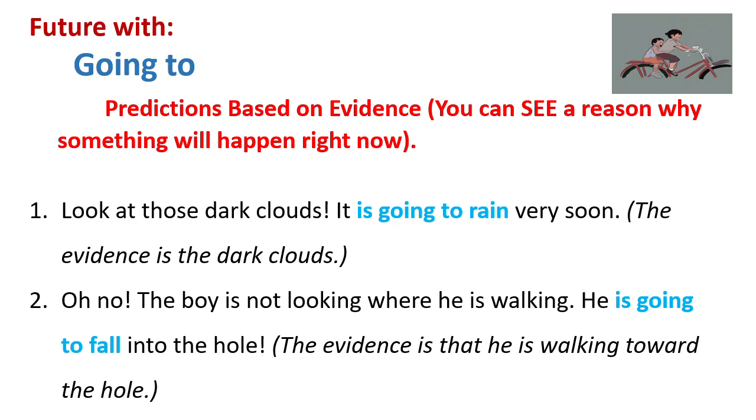Number one, look at those dark clouds. It is going to rain very soon. Now, how can I say it is going to rain very soon? Because I have the proof, I have some evidence. And what is the evidence? In the bracket it is written: the evidence is the dark clouds. You can see the dark clouds, and therefore you are predicting, you are talking about the future, that it is going to rain. Such a prediction which is evidence based, where there is proof behind it, you can easily talk about the future with going to.